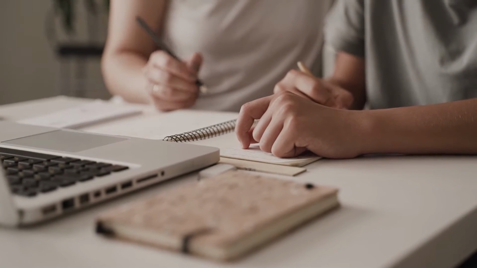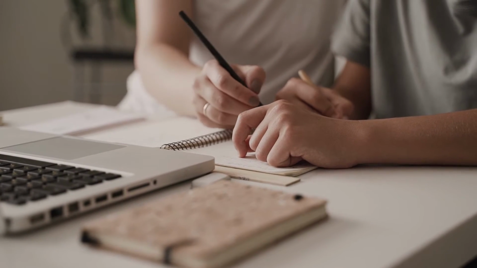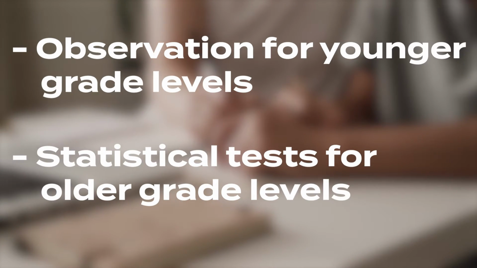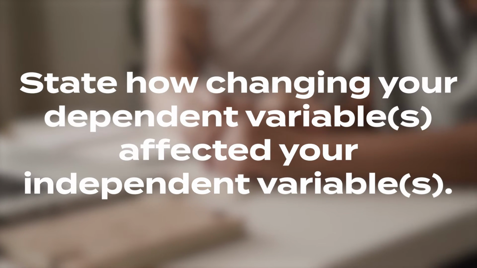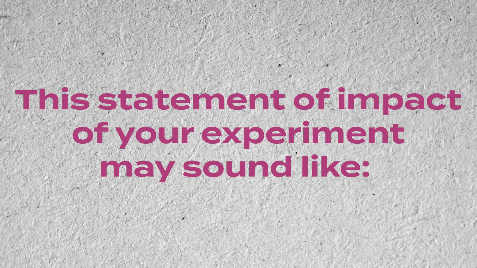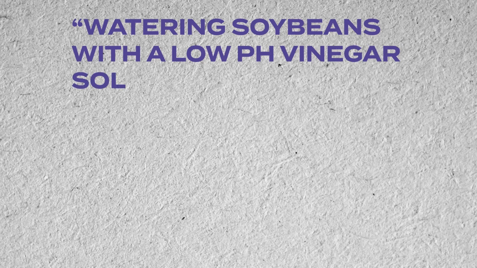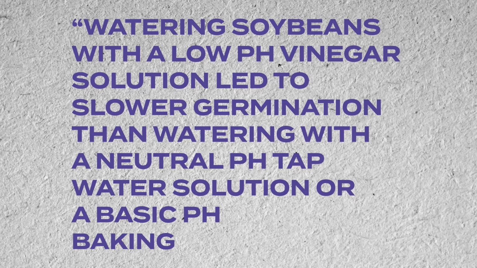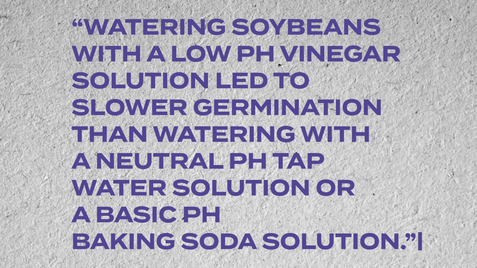Once you have determined how variable your replicates are within each experimental group and determined if your experimental groups are different, either by observation for younger grade levels or through statistical tests for older grade levels, you can then state how changing your dependent variable or variables affected your independent variable or variables. This statement of impact of your experiment may sound like: watering soybeans with a low pH vinegar solution led to slower germination than watering with a neutral pH tap water solution or a basic pH baking soda solution. This statement will be the basis upon which you accept or reject your hypothesis or answer your research question.